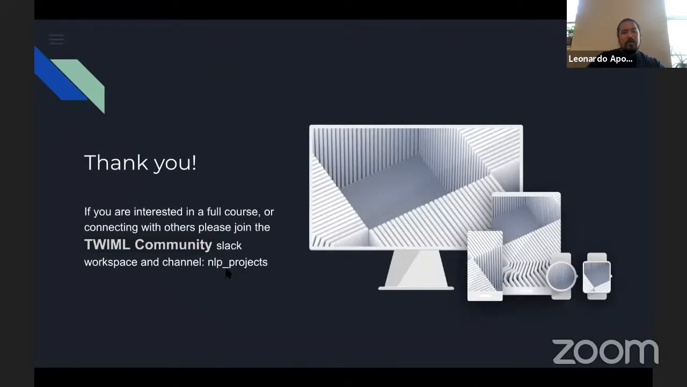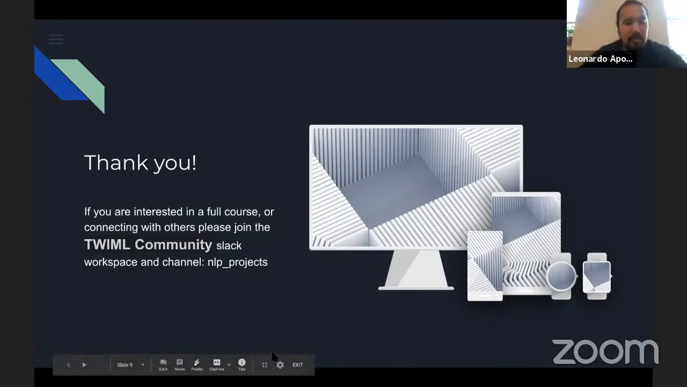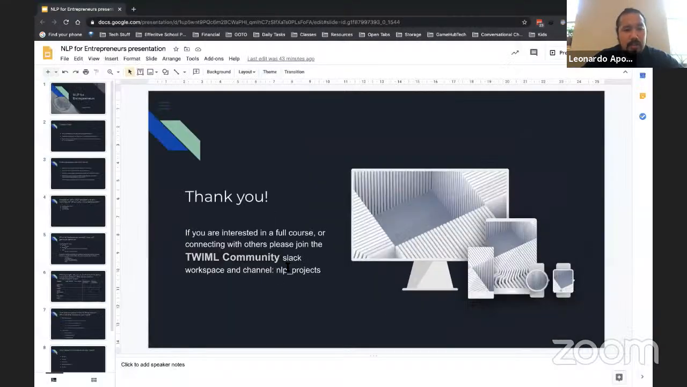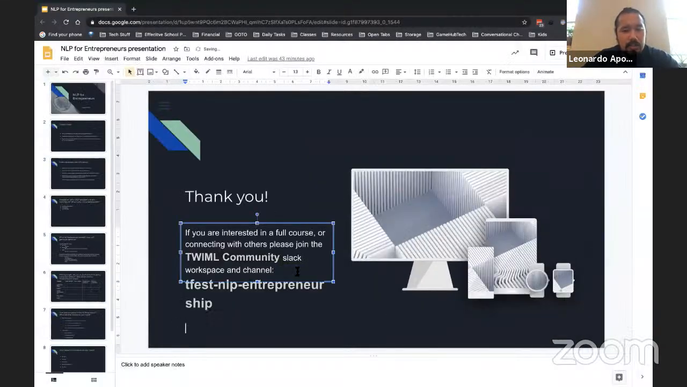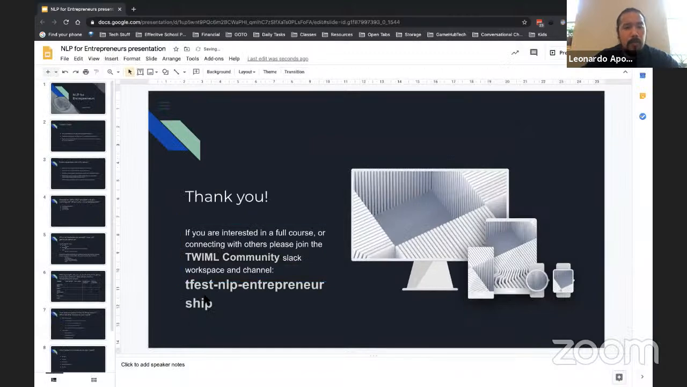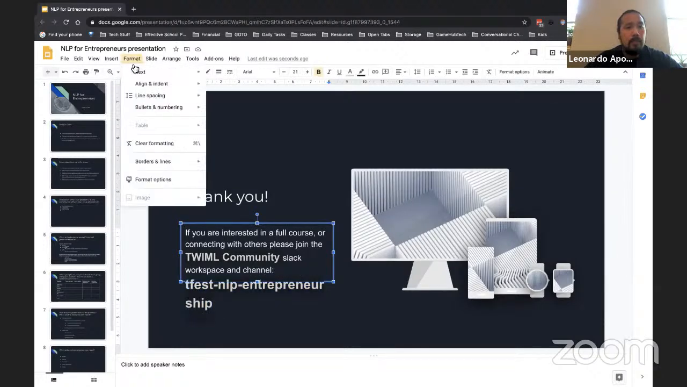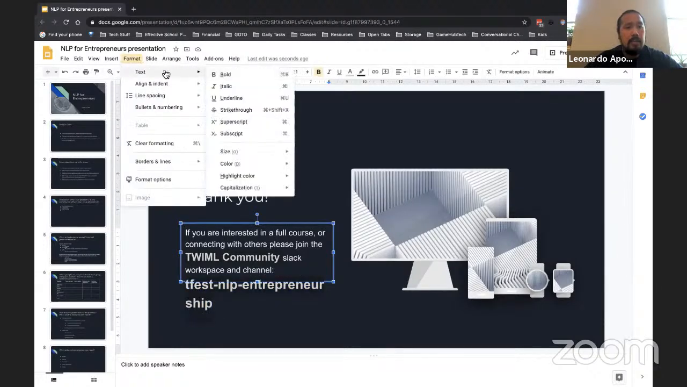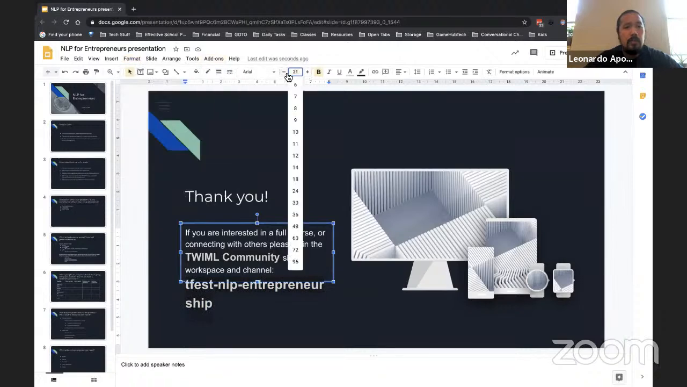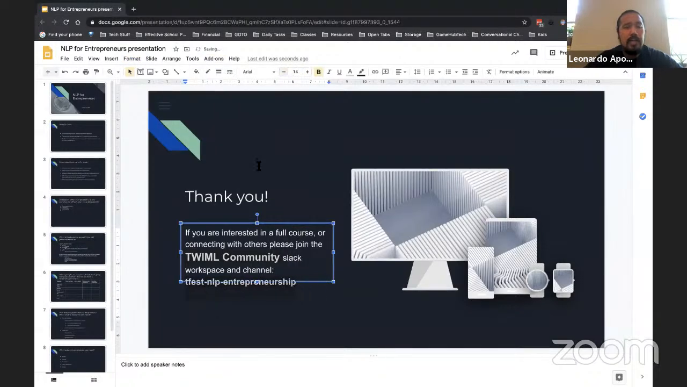So, okay, it's not actually NLP projects. It's TWiML Fest. TWiML Fest NLP Entrepreneurship is the actual Slack group, or Slack channel.